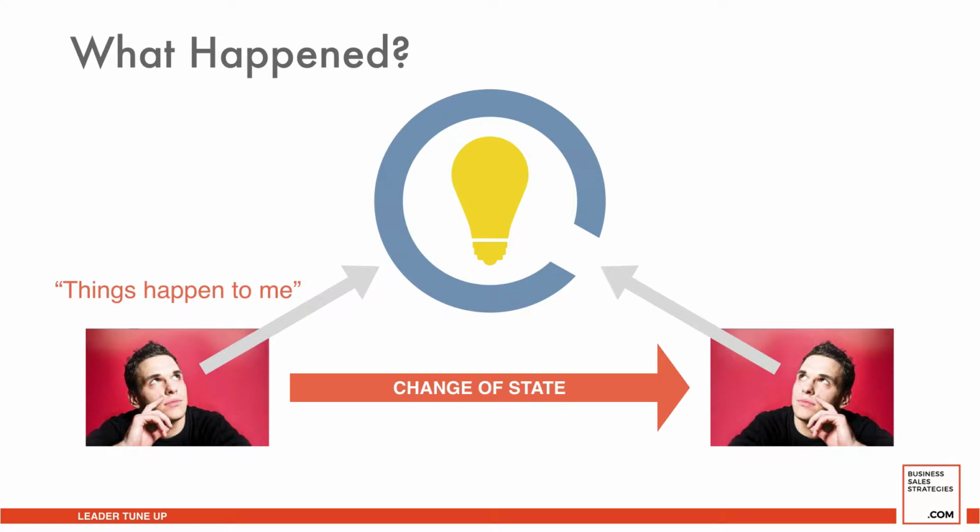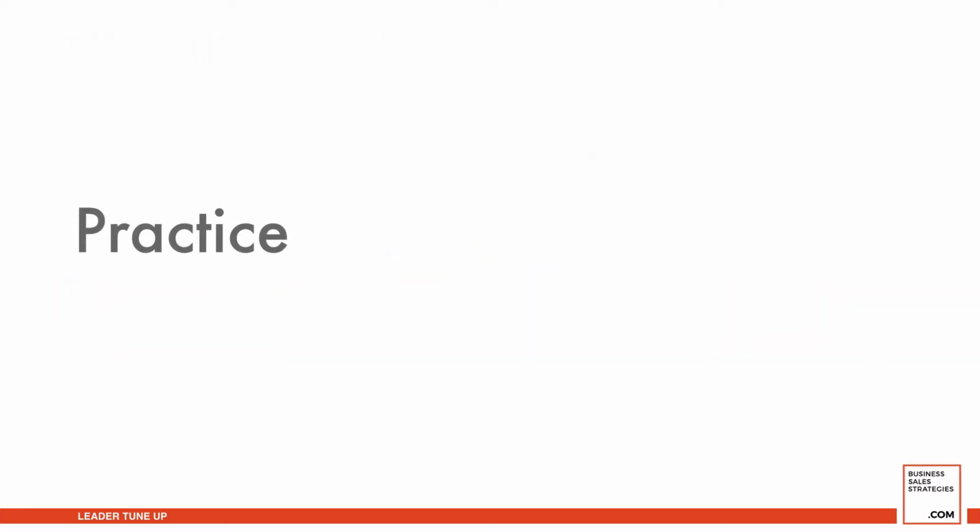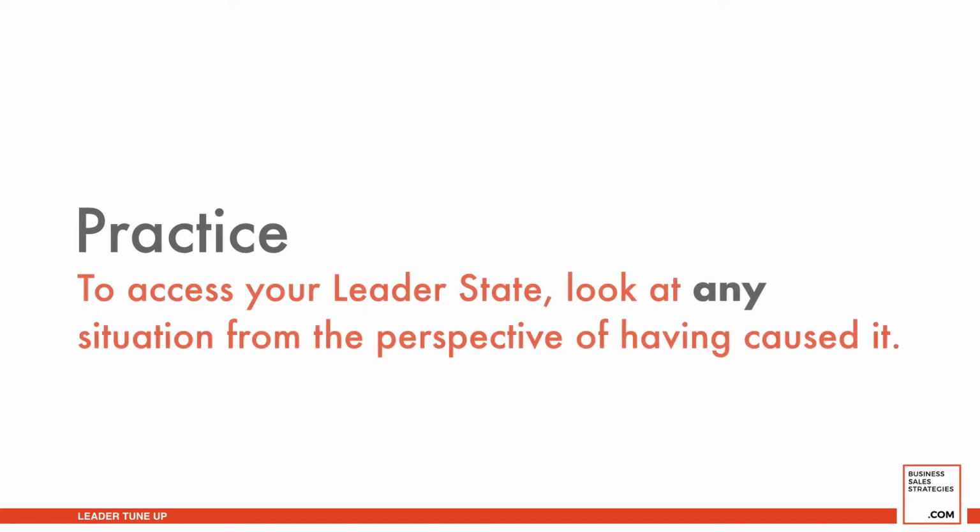The first state is the state of things happen to me. We call that the victim state, and in this exercise we actually practice being a victim. Then we practice the idea of I cause things, and that practice is the practice of entering the leader state. The practice that you've learned from this exercise is to access your leader state, look at any situation from the perspective of having caused it.